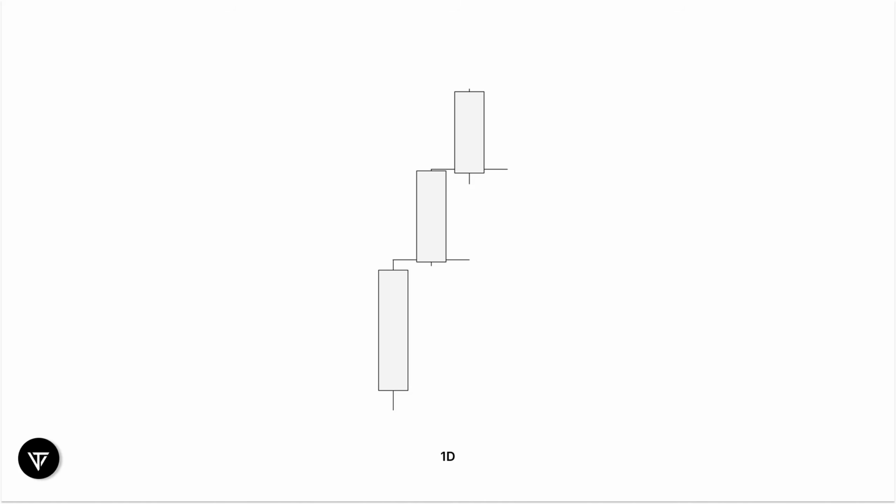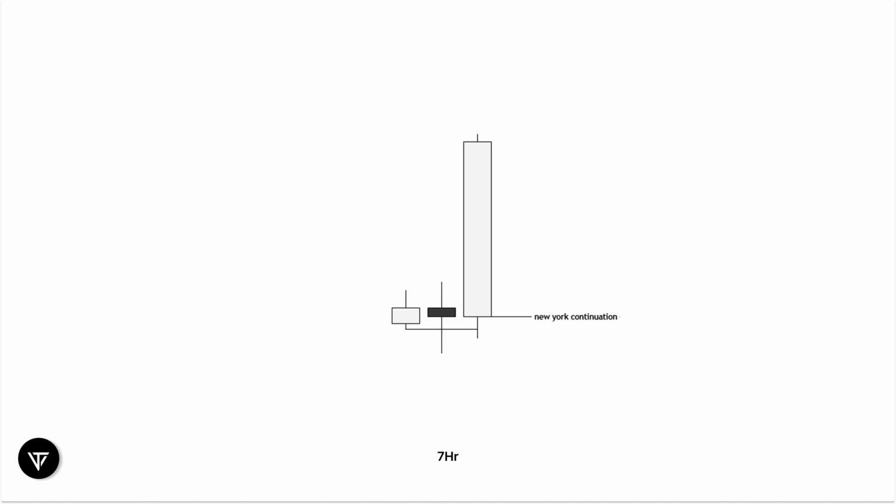So to align ourselves with this price action, we need to drop down a time frame to profile our overnight sessions, Asia, London, and New York. Let's move down to the 7-hour time frame. Look at the 6 p.m. candle. Asia gave us a tight consolidation range.